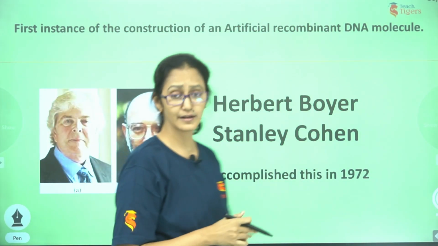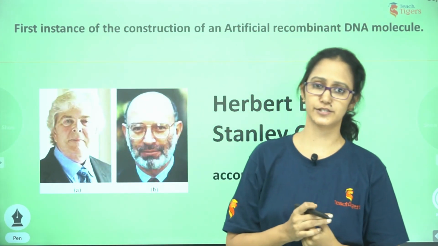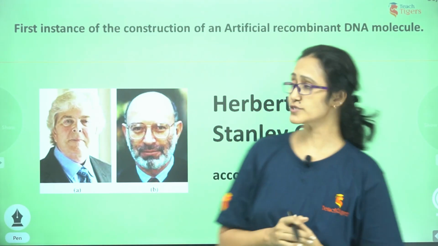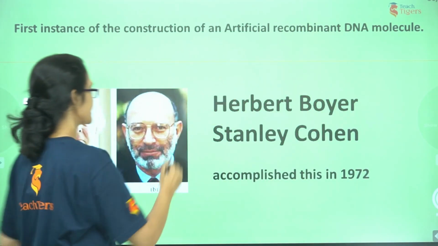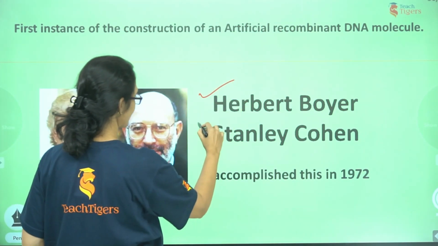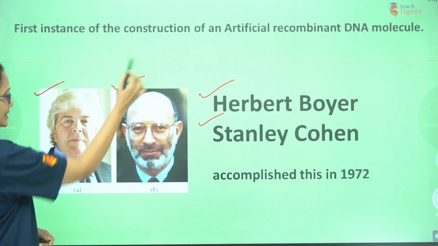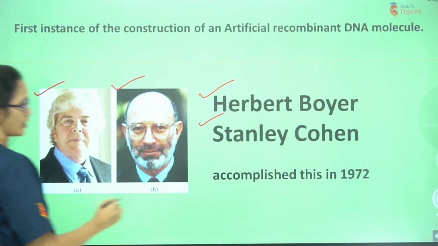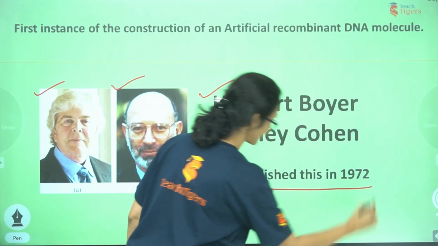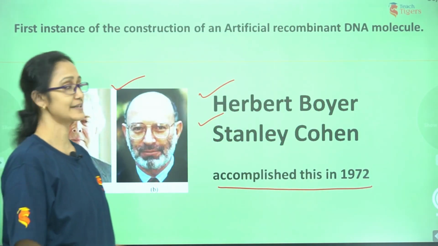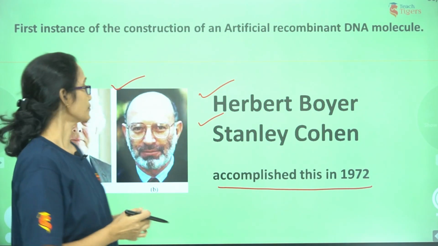Now, let us look at the first instance of construction of artificial DNA. There are two scientists involved in this. It is Herbert Boyer and Stanley Cohen. And this is Herbert Boyer and this is Stanley Cohen. As you can see, they accomplished this task in the year 1972. Very little was known when they did this experiment.